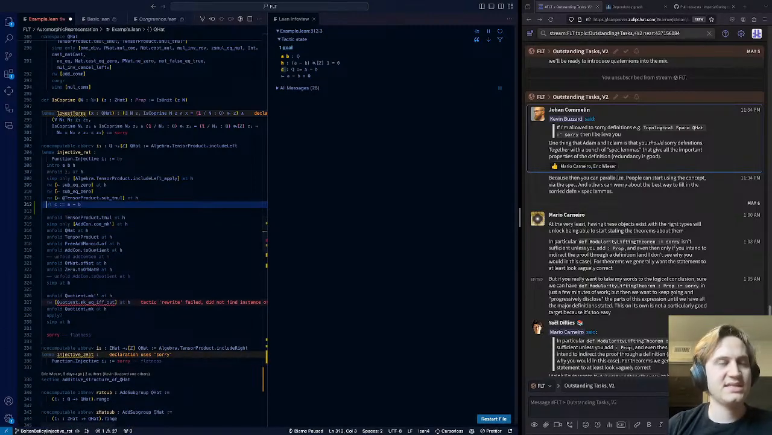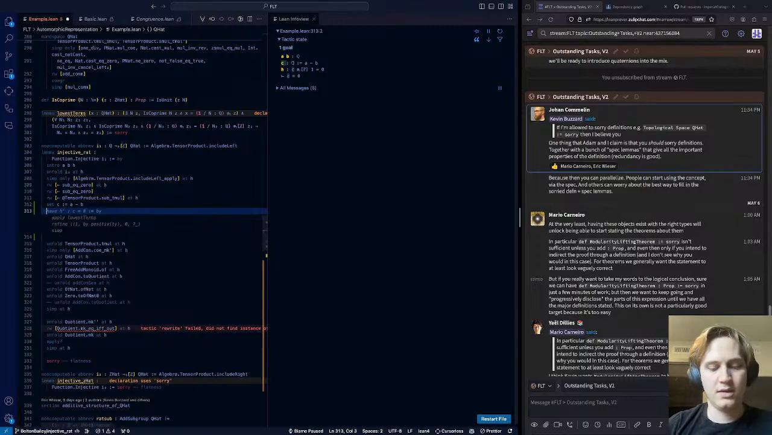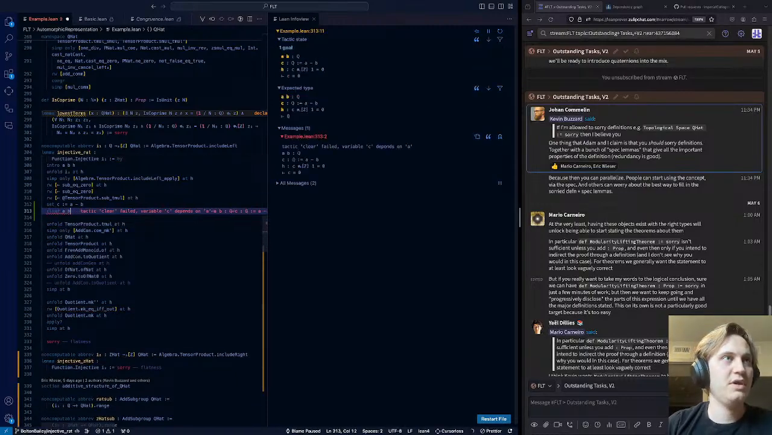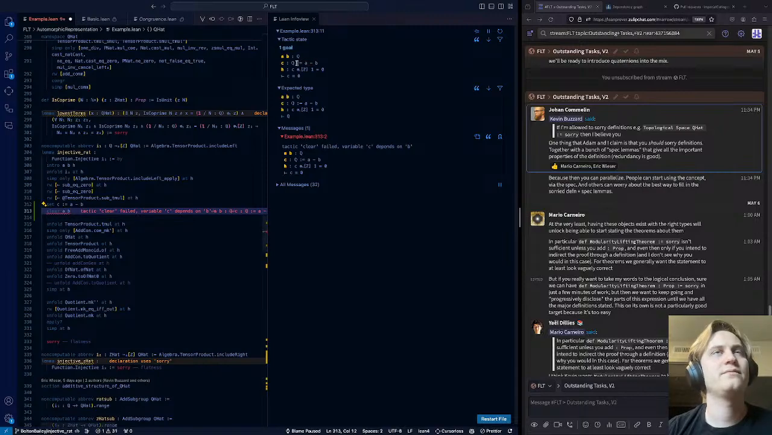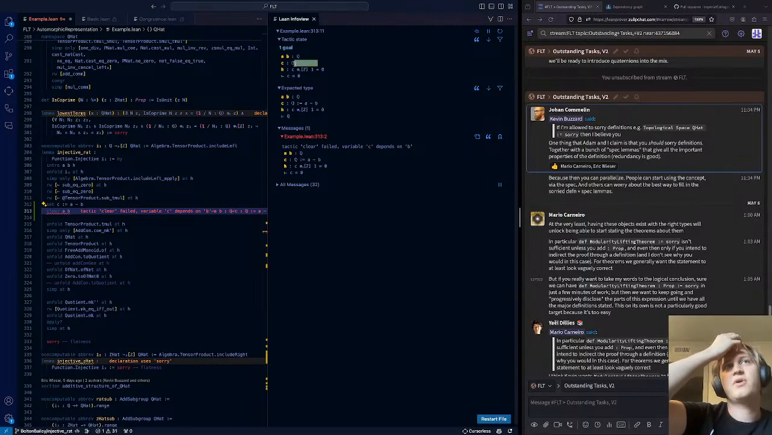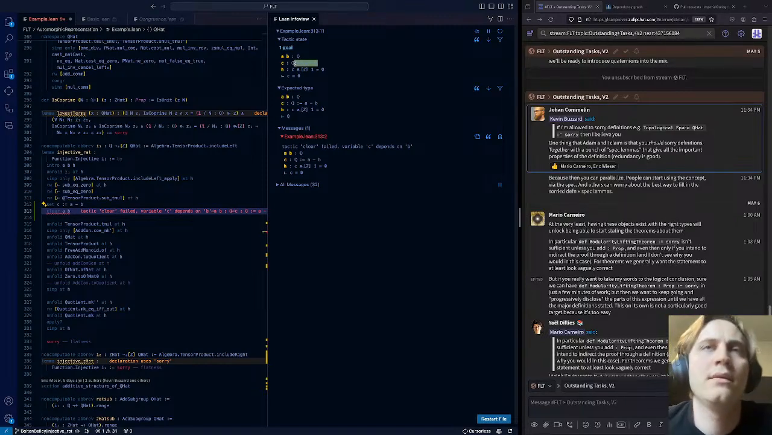Or maybe it's set c equals a minus b. Yeah, and then all of the other things go away. And then I clear a b, but it's going to fail. How do I get rid of a let statement like this? I don't actually care how c is defined. I want to prove this for any value of c.